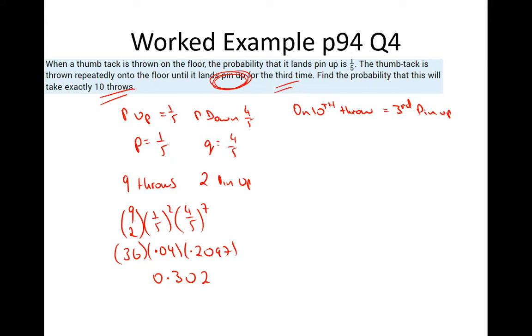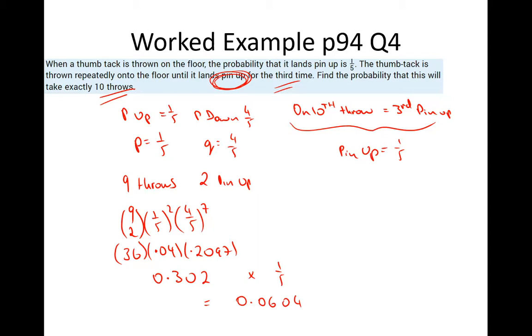And I want the 10th throw to be a pin-up. So on the 10th throw, we want a pin-up. And the probability of a pin-up, we already know, is equal to a 5th. So you multiply that then by a 5th, because the first 9 throws I want 2 pin-ups, and I want the final throw to be a pin-up. So when I multiply that by 1 over 5, as the calculator will tell me, I get an answer of 0.0604. And that's the probability that it'll take 10 throws to give 3 pin-ups.